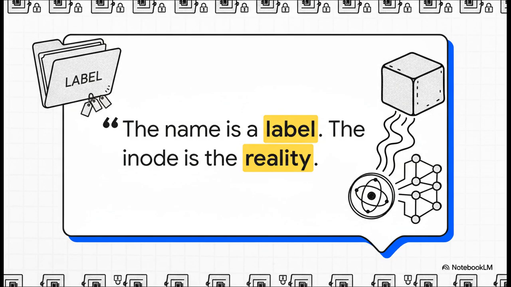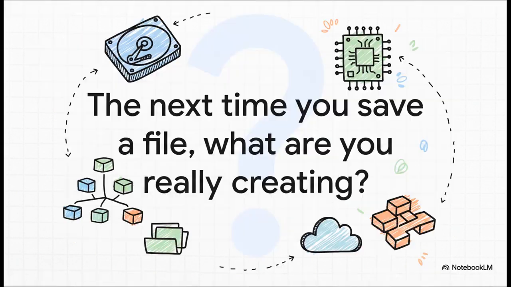So if you remember just one thing from all of this, make it this. The name is just a label. The inode is the reality. It's the file's true identity, the real record that the system cares about. So from now on, when you hit save, just take a second to think about what's really happening. You aren't just creating a name. You're creating a new entry in this massive invisible catalog on your drive, a new inode with its own unique identity. And understanding that, well, that's understanding a core piece of how your computer actually works.